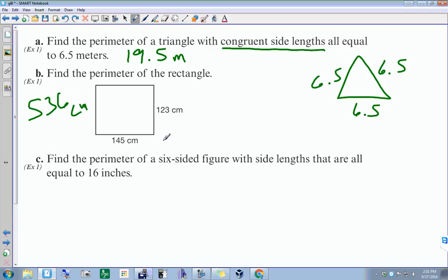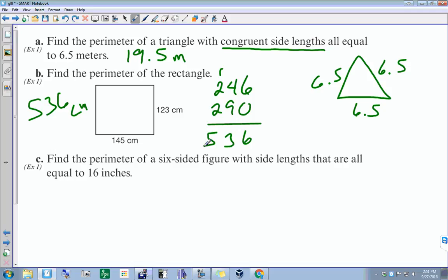Well, let's think about this for a second just to double check. If this side is 1, 2, 3, that side's 1, 2, 3, so we can double it, right? And that would be 246. It's two of those. 145 here, 145 up there. If I add two of those together, I get 290. 6, 3, 1, 536.